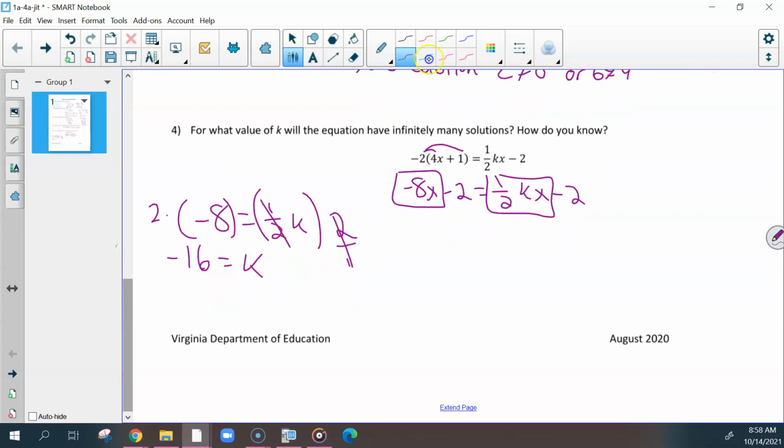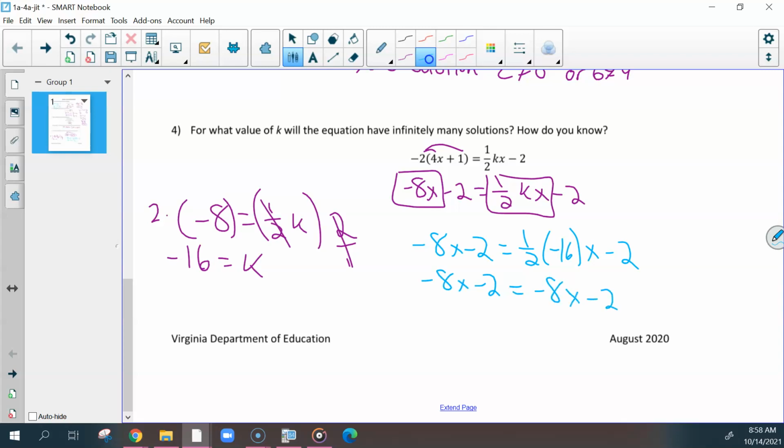So from there, I could put -16 back into k just to see that this works. (1/2) times -16, or -16 divided by 2 is -8. And now they're identically the same. So I can say my k value is -16. So now it's infinitely many solutions, yes.